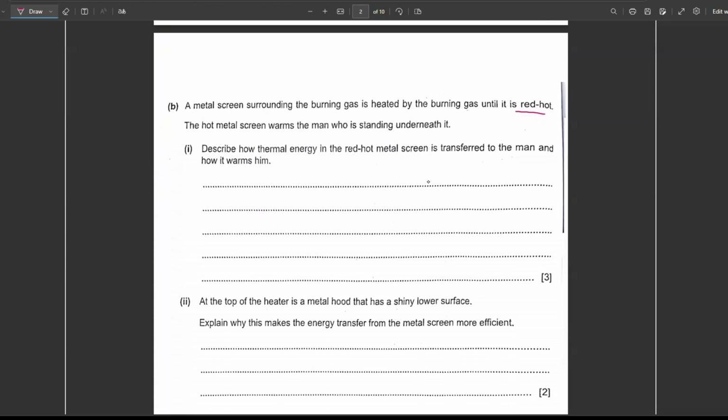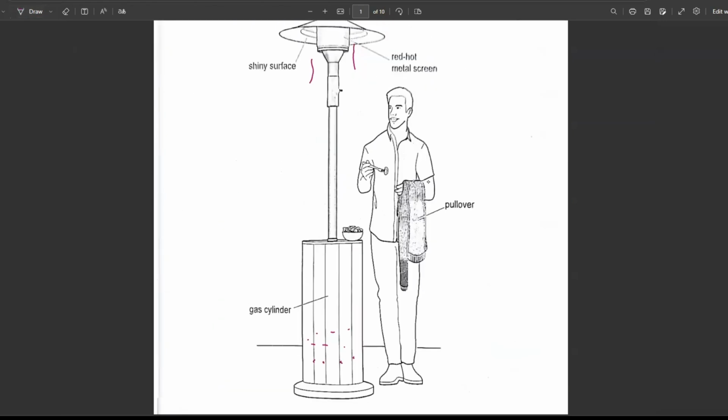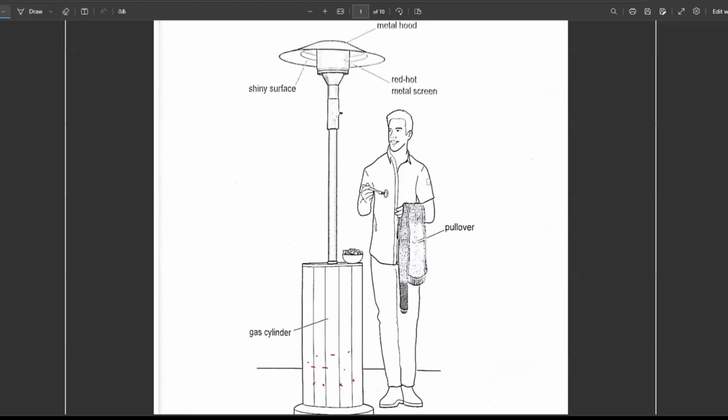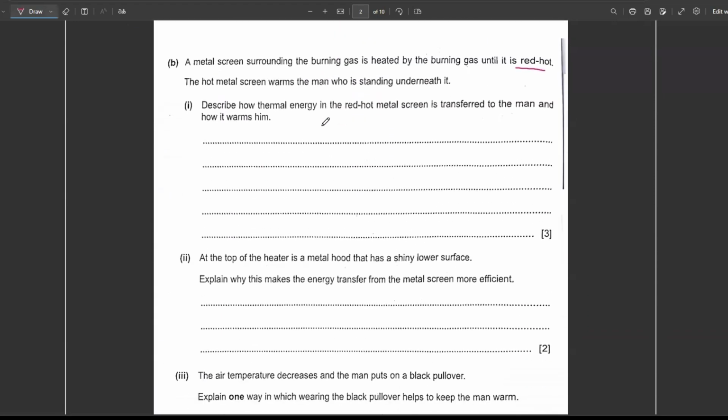And describe how thermal energy in the red hot metal screen is transferred to the man and how it warms him. So, let's see that. What will you say? Radiations are emitted from this hot surface. They travel towards the man, and the man absorbs this radiation, causing the internal energy of the man to increase. So, what will you write here?